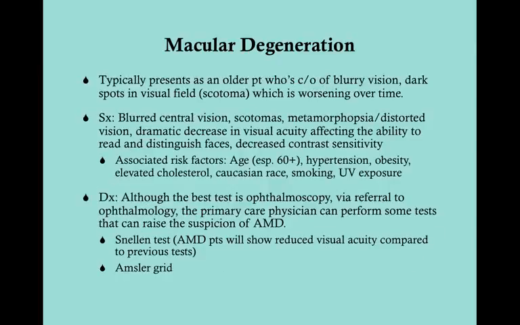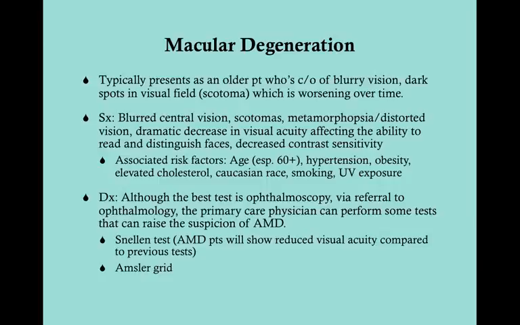Typically, macular degeneration presents as an older patient who's complaining of blurry vision because it's affecting the macula. This is in contrast to retinal detachment, which presents as a patient complaining of a loss of peripheral vision, but the vision that they do have is clear. So this is blurry vision, and they can also often see dark spots in the visual field, called scotomas. This worsens over time. This is a progressive disease.